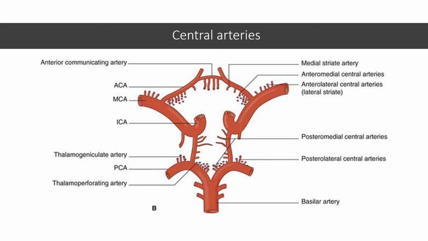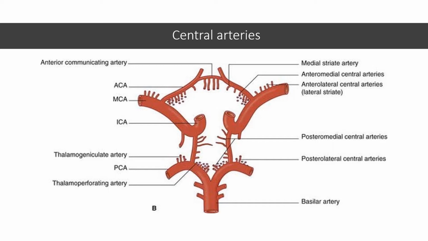The anteromedial group. The arteries of the anteromedial group arise from the anterior cerebral and anterior communicating arteries, and they enter through the anterior perforated substance to supply the anterior limb of internal capsule, the corpus striatum and the anterior hypothalamus.